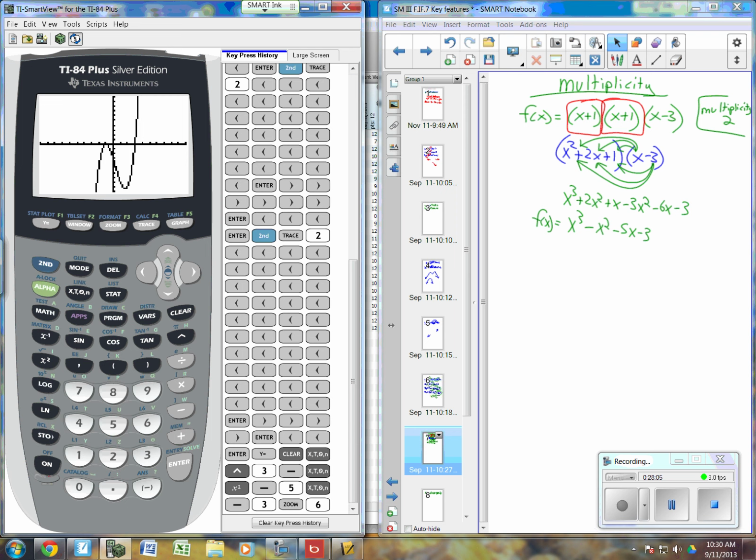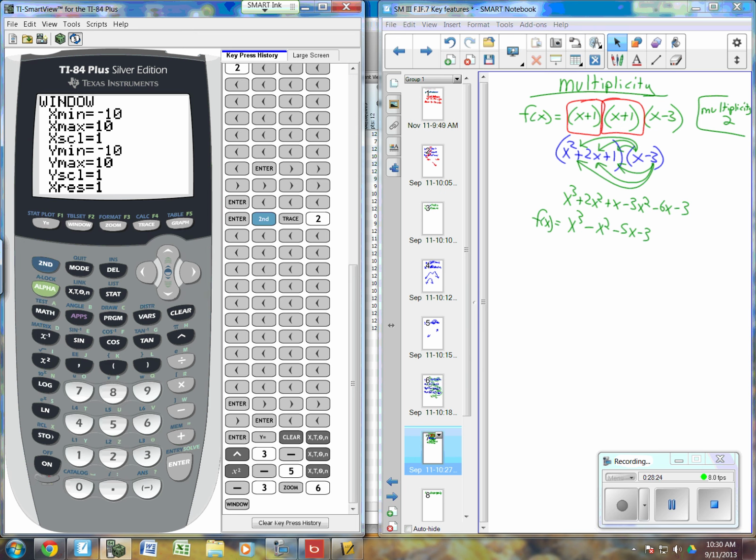Do we see everything here? I'm going to zoom in a little bit, though, but I'm not going to use my zoom in feature. I'm going to go to my window. I'm going to go negative 4 to positive 4 on this side, and then my y max is going to come down a little bit. I'm going to change it to about 4. Okay, there's my window I'm going to use.